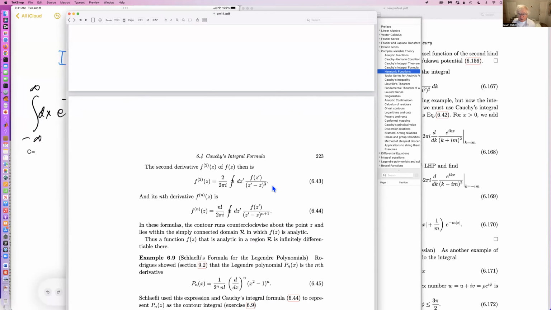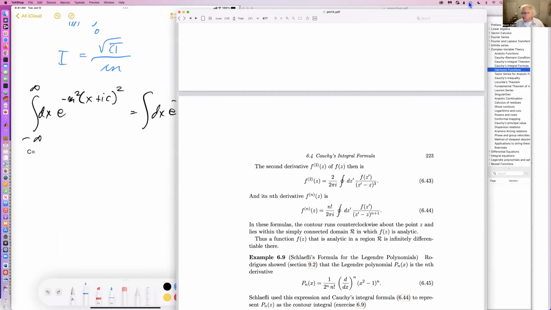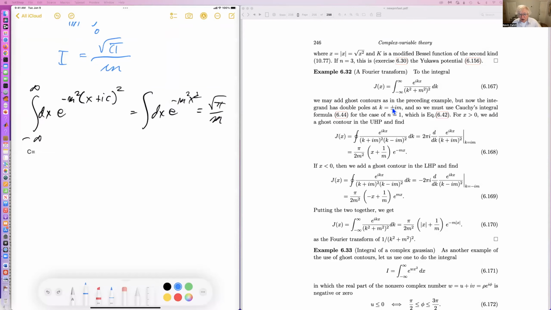Any contour going around the point z in a way such that the contour and everything inside it lies in the domain of analyticity. And then the nth derivative, you get this expression here. So, all right, that's what we use, and then we have to just evaluate this derivative at k equals im, and that gives us this expression.